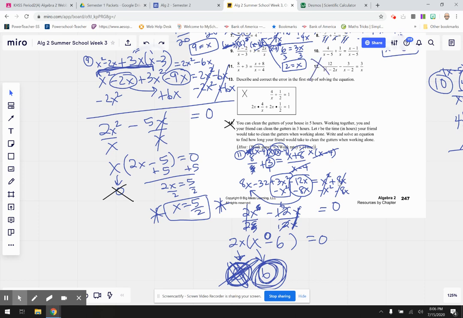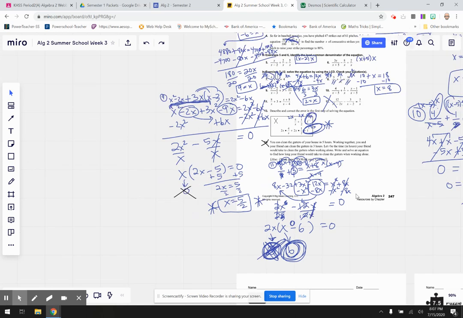Let's do 13. Describe the error. And it's a pretty simple error. Their common denominator was an x by everything and a 2 by everything. And what they forgot was this last part. They forgot to multiply the 1 times the 2x. So got to multiply everything by the common denominator. That was their mistake. All right, there's 7.5a.